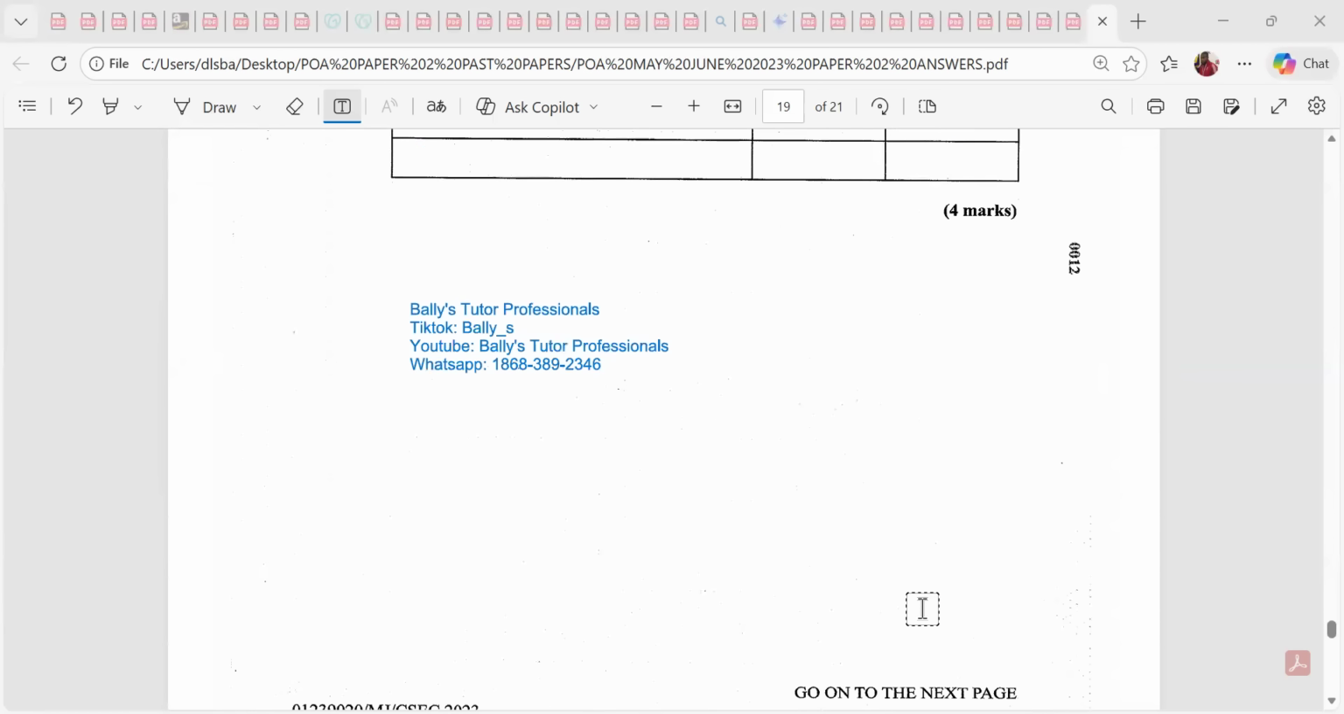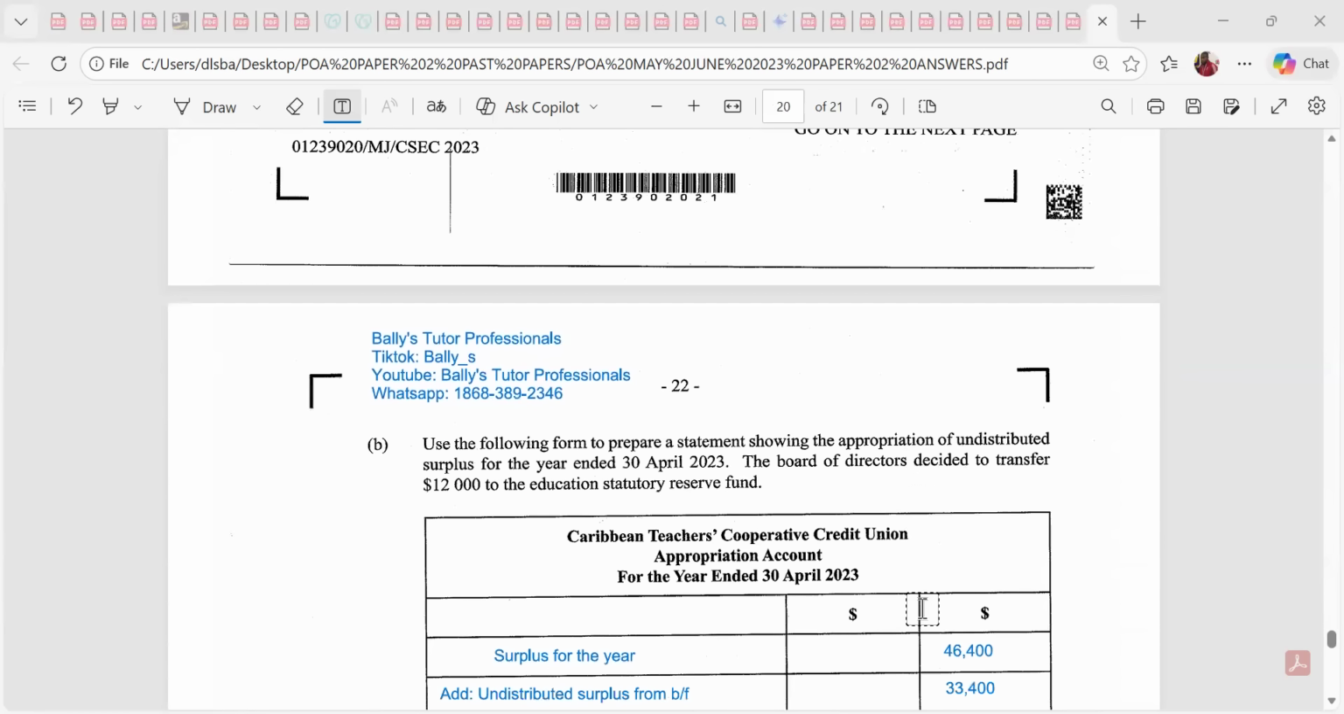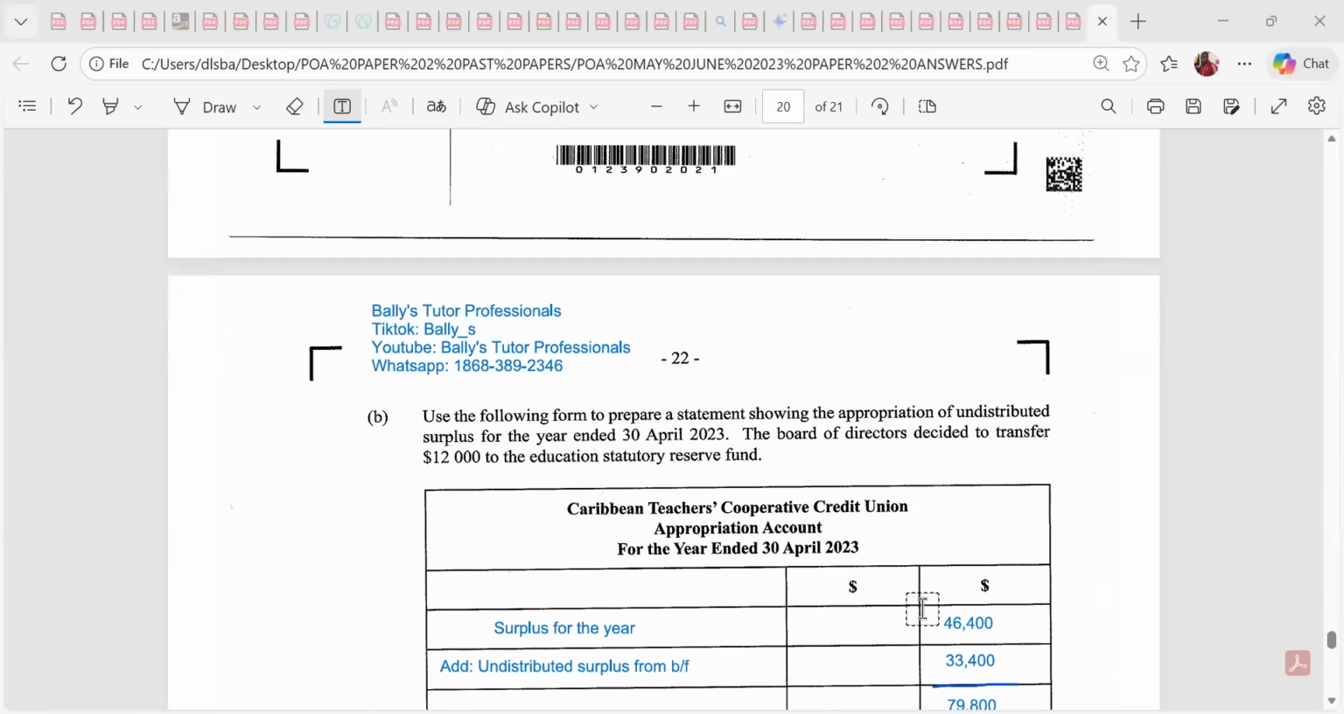Right, 4 marks. Then they will ask you to do an appropriation account. If they're giving you a credit union cooperative, they're going to ask you to do an appropriation account. It's almost exactly like the one for a company account. You start off with, instead of a net profit for the year, you call it surplus. So you start off with a surplus for the year.